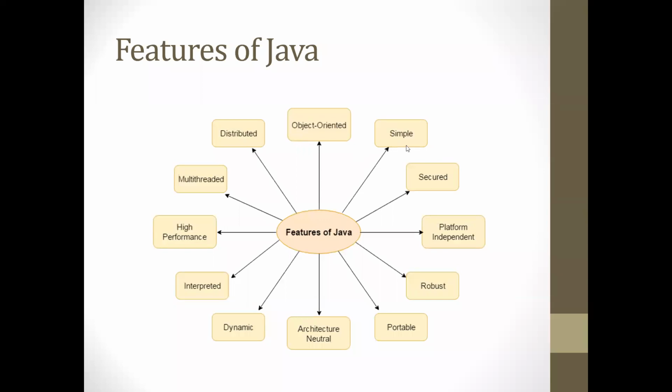Now let's move to the features of Java. There are various features of Java, like object-oriented, simple, secured, platform independent, robust, portable, architecture neutral, dynamic, interpreted, high performance, multi-thread, distributed. These are all the features of Java. Now I am going to discuss each feature in detail. Let's start with simple.